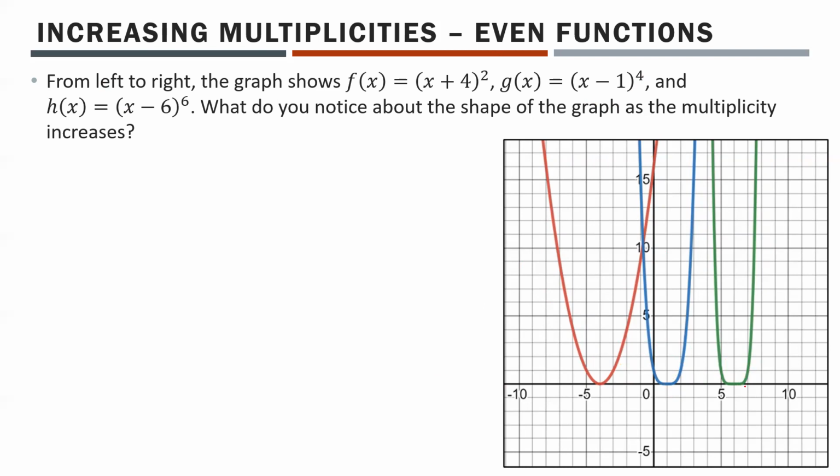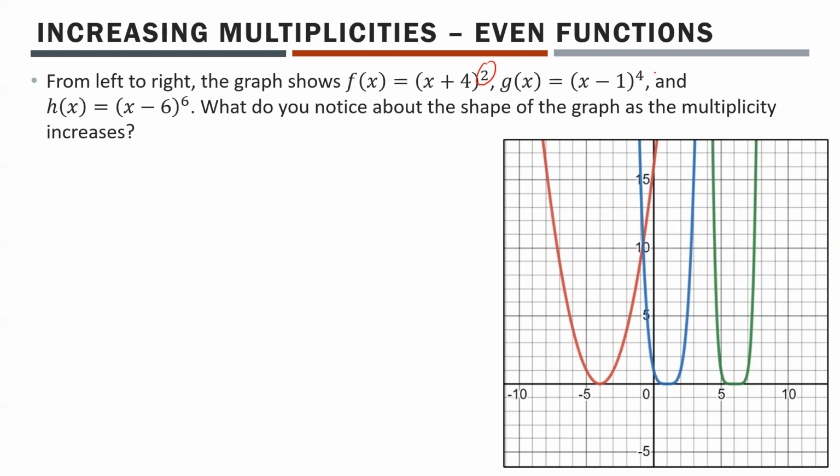Notice that there's a little bit of a difference in the shape of the graphs here, and it's hard to kind of explain what this looks like. But if I were to ask you, what do you notice about the shape of the graph as the multiplicity increases? Something really weird happens right at the 0. This red graph here, which is (x plus 4) squared, it's just a pretty nice looking quadratic right there, right? It just kind of does that normal little quadratic shape. It's tangent to the x-axis. It just grazes the surface right there. It is what it is.